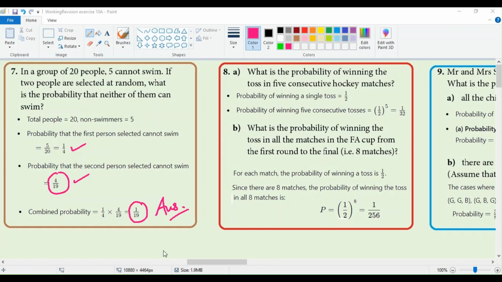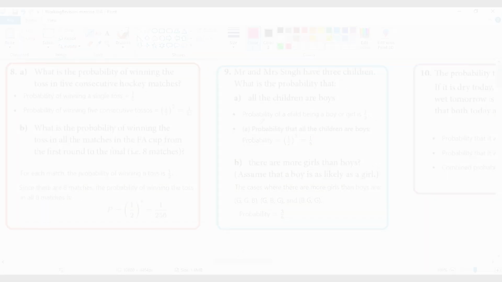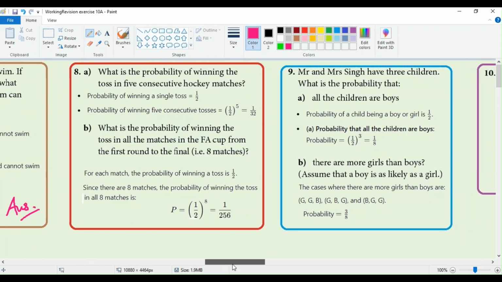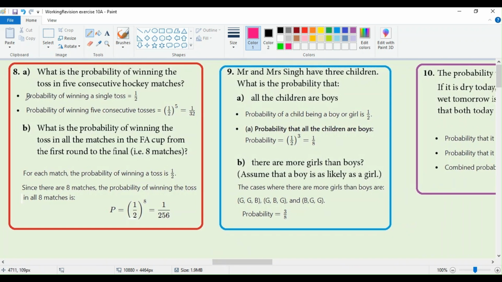Next is question number 8. It says, what is the probability of winning the toss in 5 consecutive hockey matches? Probability of winning a single toss is 1 is to 2. That means probability of winning 5 consecutive tosses is 1 over 2 to the power of 5, which equals 1 over 32. This is how you get 1 over 32.